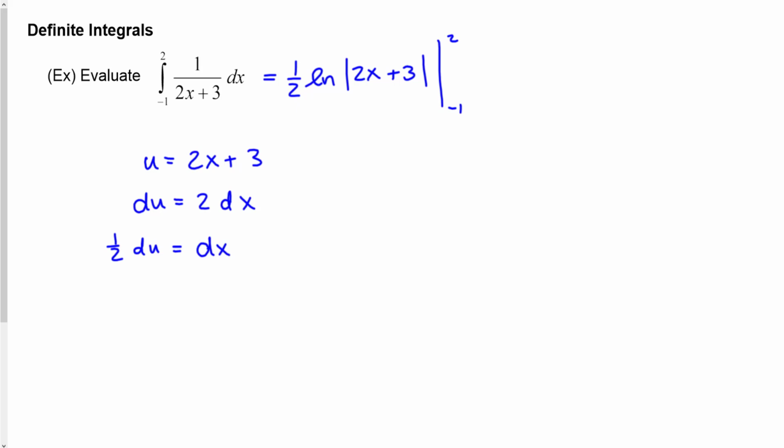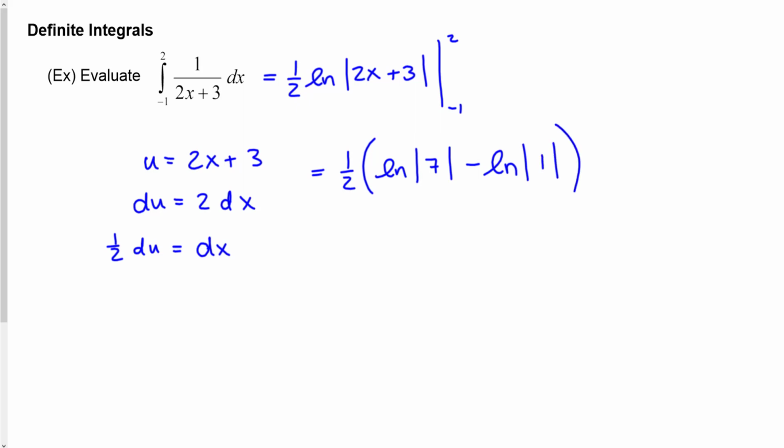But in this case, let's see what we get in the end. So 1/2 of the natural log of the absolute value. 2 times 2 is 4, plus 3 is 7, minus the natural log of, when I plug in -1, it would be 2 times -1, which is -2, plus 3, which is 1.